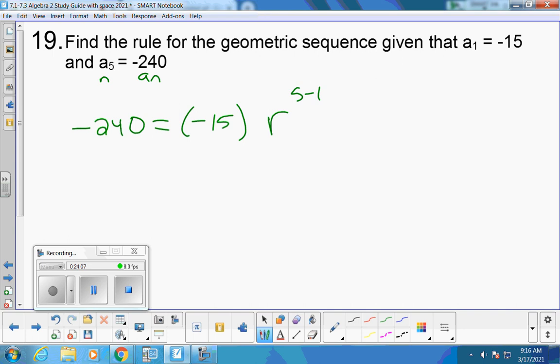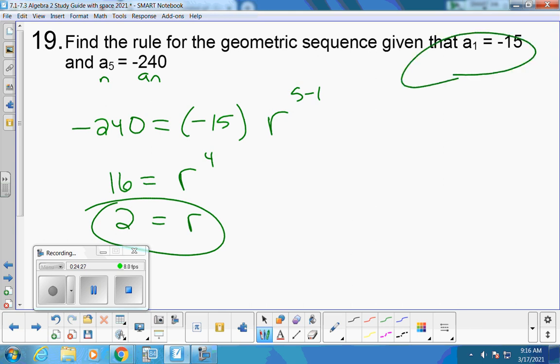Okay, so I'm going to divide by the negative 15. Negative 240 divided by negative 15 is 16, and that's R to the 4th. Take the 4th root on both sides, and R is 2. Is that looking good? So we know A1 and we know R. That was easy peasy. I was expecting a hard one. They were all easy. So now our final AN equals A1 times R to the N minus 1.